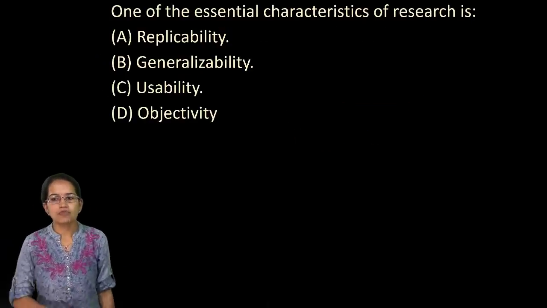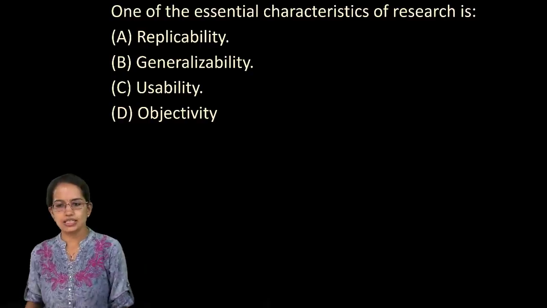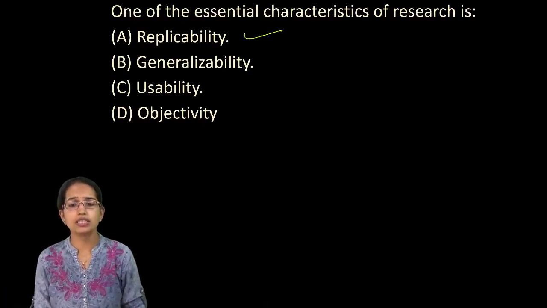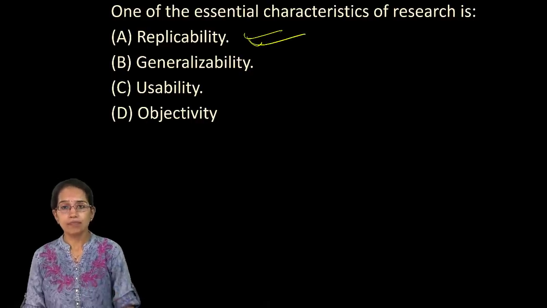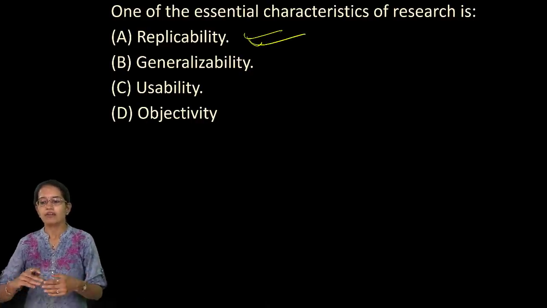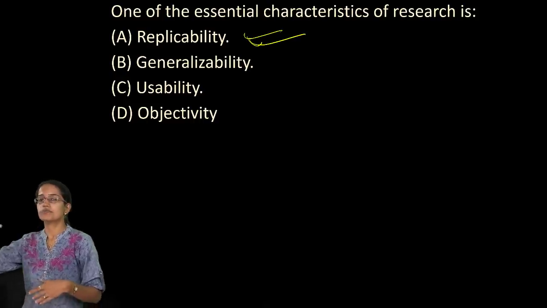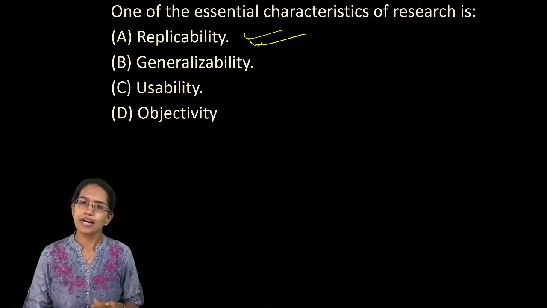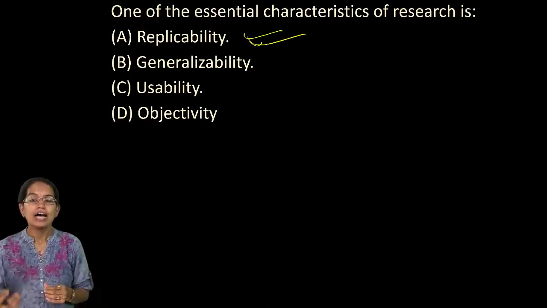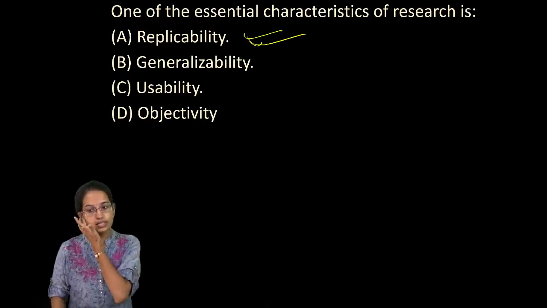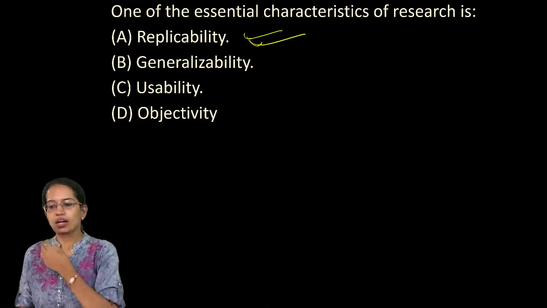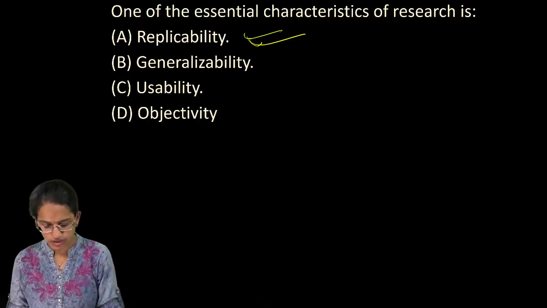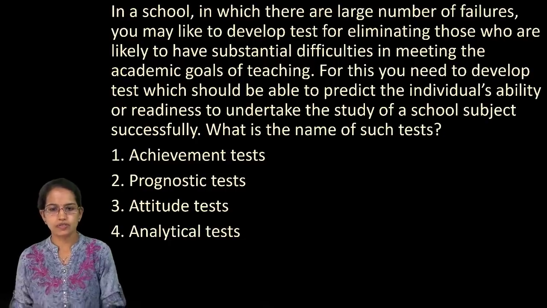The next is, which of the following is an essential characteristic of research? The most essential characteristic of research is its replicability. That means if I am doing the research today, if I repeat the research, be it at some other place or some other time, my research findings should remain consistent, and that's a very important characteristic where we say replicability gives much more detailed information about the scientific research. So it's the most important characteristic, we would say.